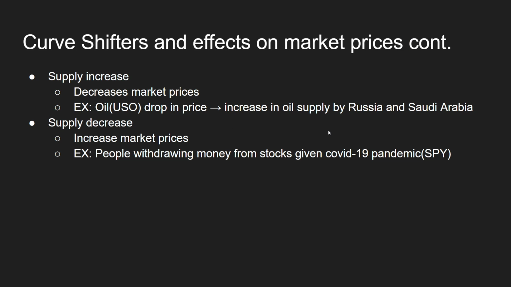Now, an example with a supply decrease, which results in an increase of market prices, can be seen with the latter half of the COVID-19 pandemic so far, meaning around April or end of March time.